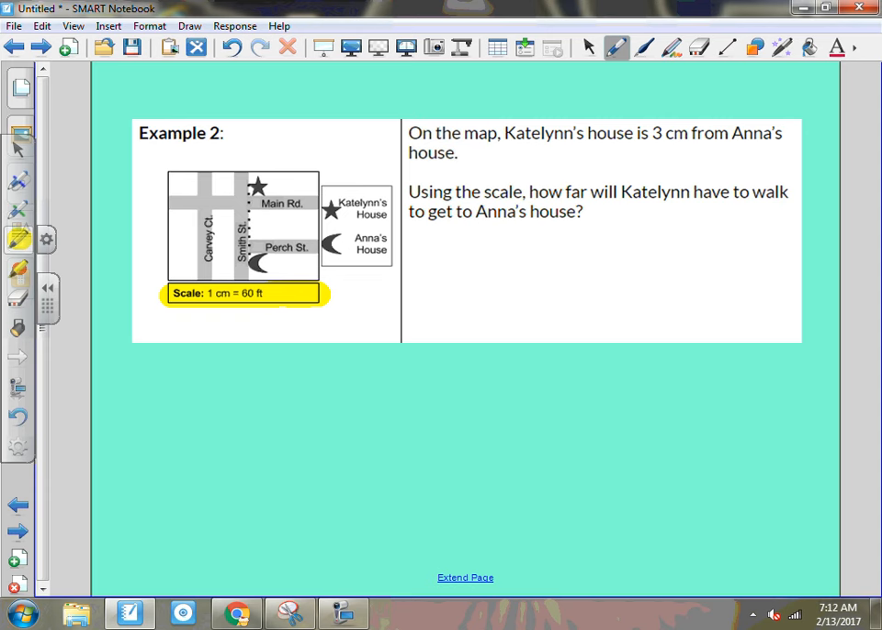So it says on the map, Caitlin's house is 3 centimeters from Anna's house. Well, I see a number there. I'm going to go ahead and make sure that I pay attention to that, and that is on the map. And then it says to use the scale and figure out how far Caitlin will have to walk to get to Anna's house. So I've got to set up my WKU, and to help me remember where to put everything, I like to make those same 3 columns that we just saw in the last example.